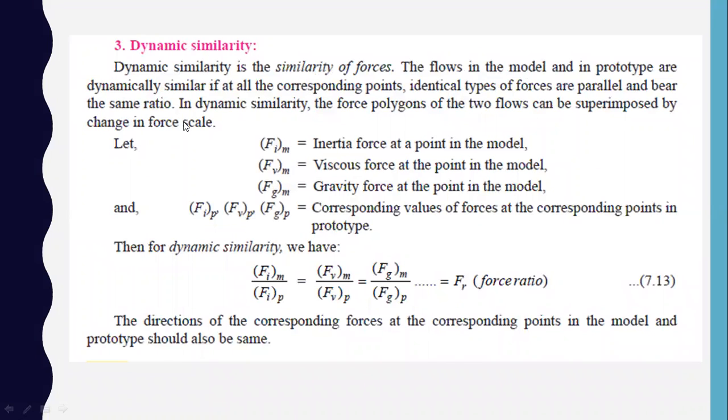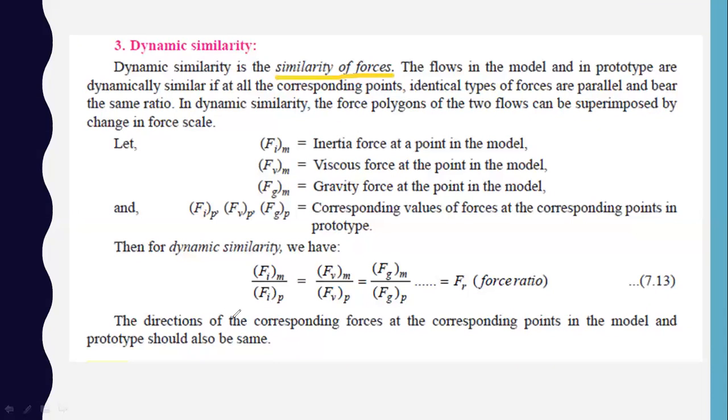dynamic similarity. Dynamic similarity is the similarity of forces. Kinematic similarity is similarity of motion, and dynamic similarity is the similarity of forces. The flows in the model and in the prototype are dynamically similar if at all the corresponding points, identical types of forces are parallel and bear the same ratio. In dynamic similarity, the force polygons of the two flows can be superimposed by a change in force scale.